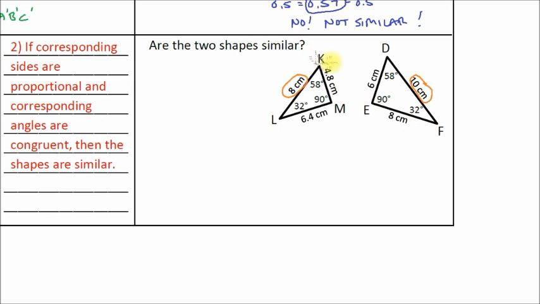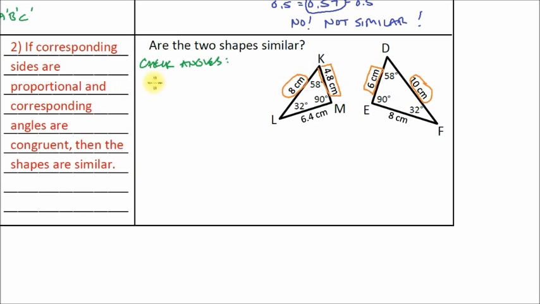Then you take the smallest side on the first triangle and you put a rectangle around it. And then you take the smallest side of the second triangle and put a rectangle around it. Those two sides correspond. And then the one that's not marked, 6.4 and 8, that's the middle size, and those two sides correspond. Alright, so that's how we set up corresponding sides. Let's check our corresponding angles first. This is a little bit easier to match up because all the angles are already measured for you.